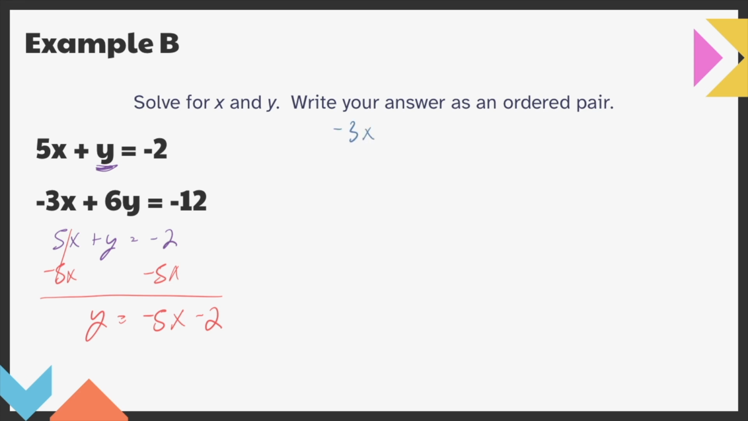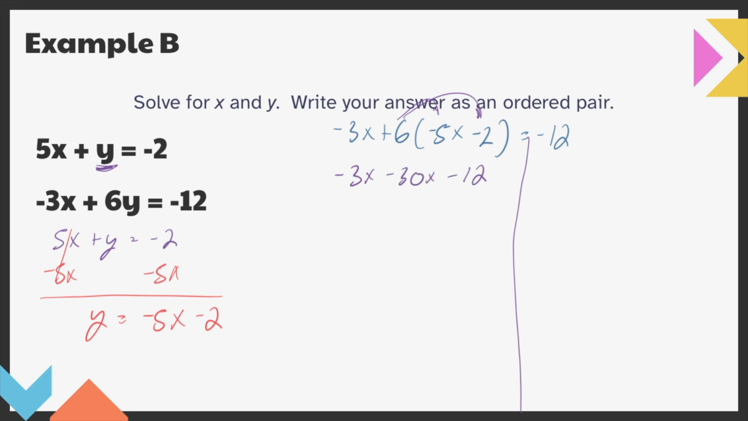So I've got negative 3x plus 6, parentheses, negative 5x minus 2, close parentheses, equals negative 12. Now I've got myself a multi-step equation that I know how to solve, so I'm going to go ahead and draw my wall. I'm going to distribute. So bring down my negative 3x. 6 times negative 5 is going to be negative 30x. Positive 6 times negative 2 is going to give me negative 12 equals negative 12.